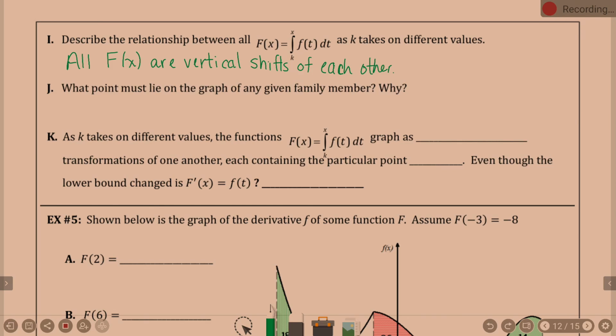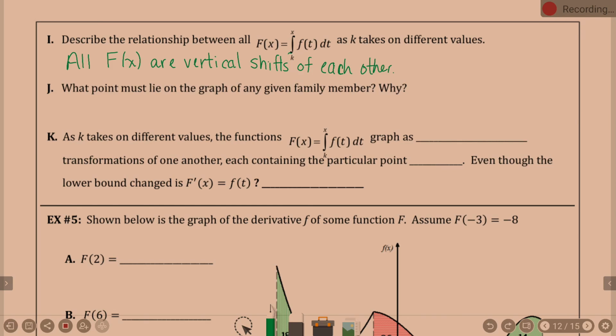What point must lie on the graph of any given family member and why? Okay, what would that ordered pair be? For the specific one, yes. 3, 0. Okay, so that was 3, 0. And where did that 3 come from? It was my what value? Not the range. It was your k value, yes.